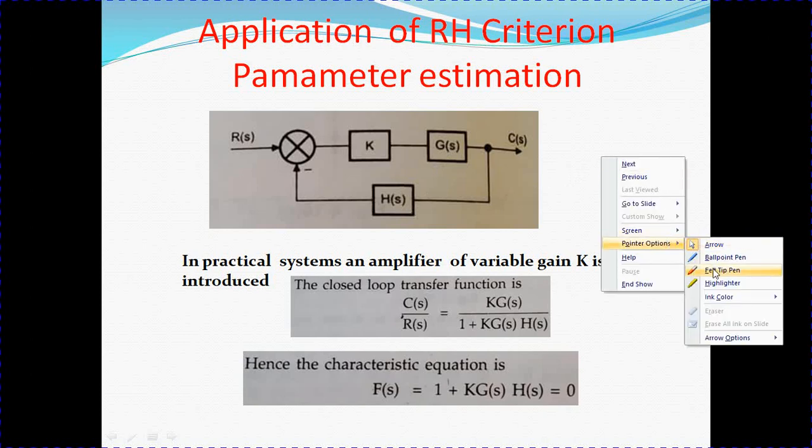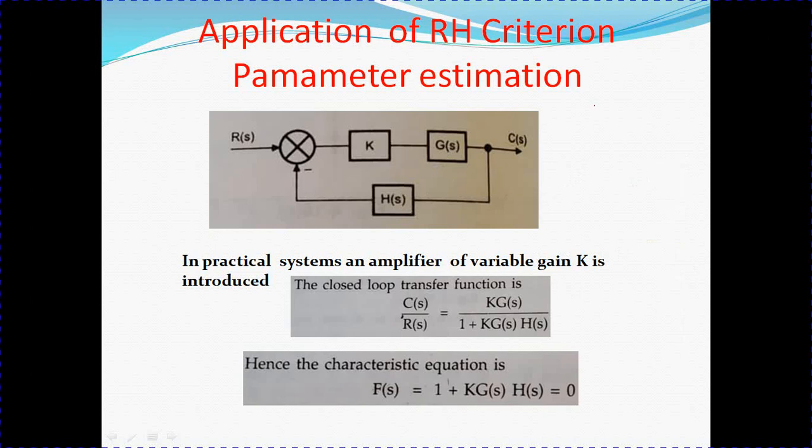So now, in practical systems, here we are going to introduce an amplifier with variable gain K to adjust the performance of the given system to the desired level. So in the forward path we are going to see a variable gain K amplifier block in cascade with G(s), that is the forward path transfer function.